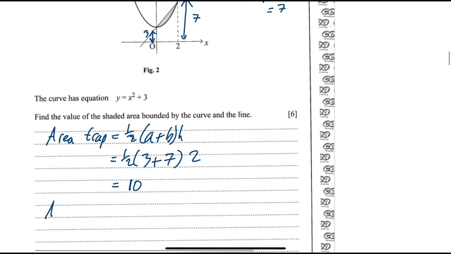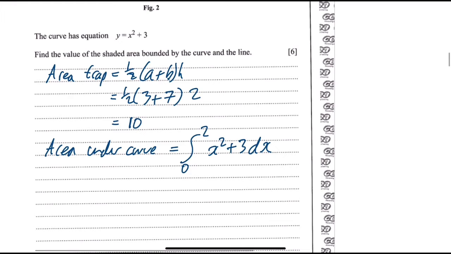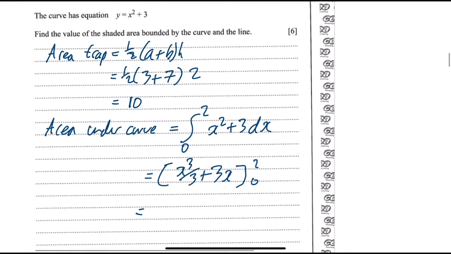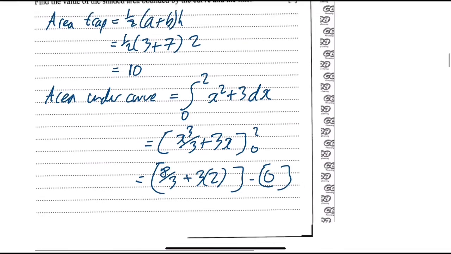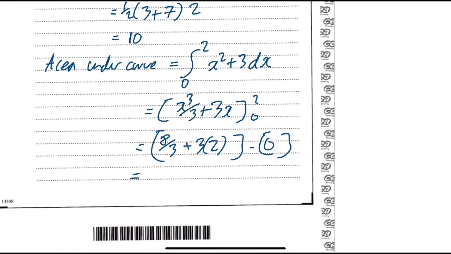Okay, the area under the curve is equal to the integral between 0 and 2 of x squared plus 3 dx. If you do that out, you're going to get x cubed over 3 plus 3x, between 2 and 0. That's going to be 8 over 3 plus 3 times 2, and then minus the 0. What's 8 over 3 going to be? 2 and 2/3. 2 and 2/3 plus 6, so that's going to be just 8 and 2/3.